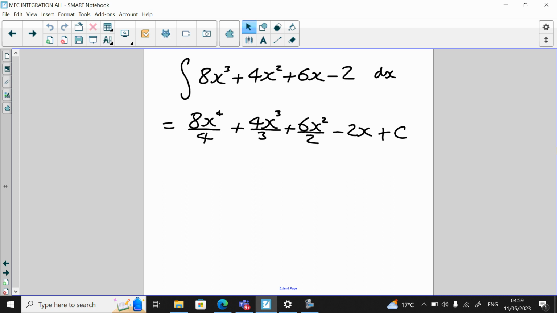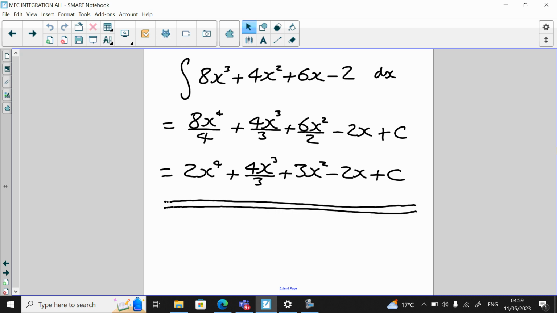Okay, let's go through each of these and see if we can simplify them. 8 over 4 x to the 4, that's just 2x to the 4. 4 over 3, leave it. Okay, it will give you a decimal that's gone forever, just leave it. 6 over 2x squared, that's 3x squared, fine. Everything else is okay. That's us done. Right.